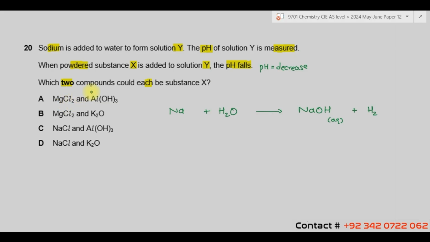First one is magnesium chloride. When MgCl2 is added to this solution, which contains aqueous sodium hydroxide, it will form magnesium hydroxide and NaCl. Now sodium hydroxide is alkaline and fully soluble, so we have higher pH. Magnesium hydroxide is comparatively less soluble, so the number of aqueous hydroxide ions is reduced, and pH will decrease.